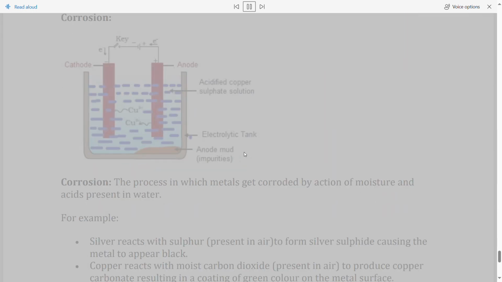Corrosion. Corrosion is the process in which metals get corroded by the action of moisture and acids present in water. For example, silver reacts with sulfur present in air to form silver sulfide, causing the metal to appear black. Copper reacts with moist carbon dioxide present in air to produce copper carbonate, resulting in a coating of green color on the metal surface.